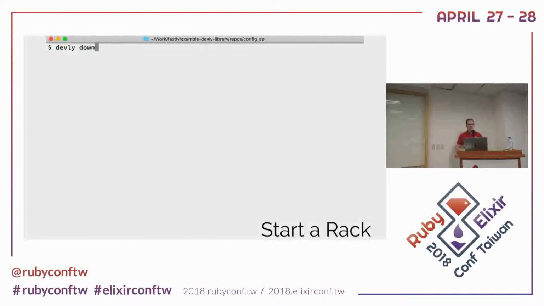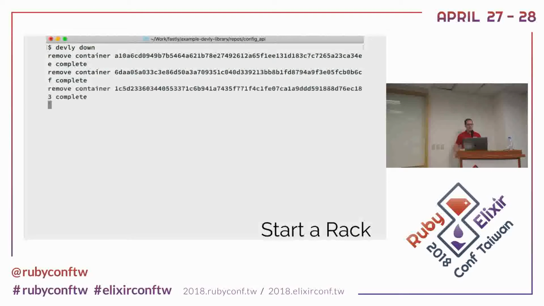Now that we've done our work, let's shut down the rack by running Devly down. This stops all the Devly containers we had running. This might save me a little bit of CPU power, but normally our services at Fastly are lightweight, even when starting a rack with a dozen services.